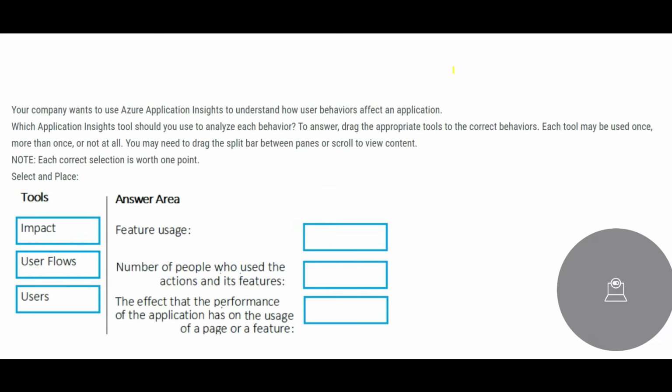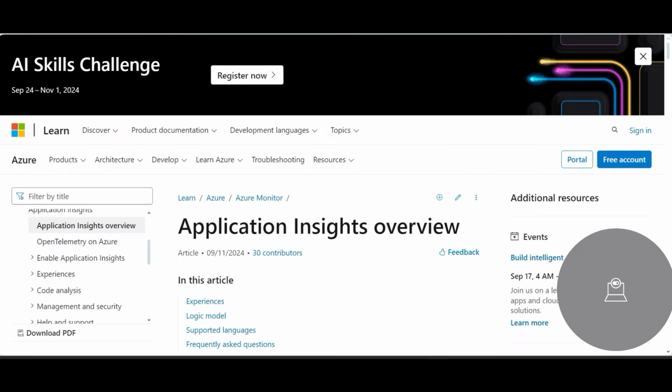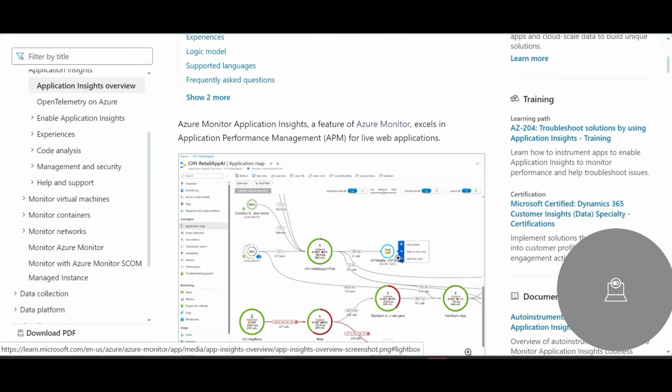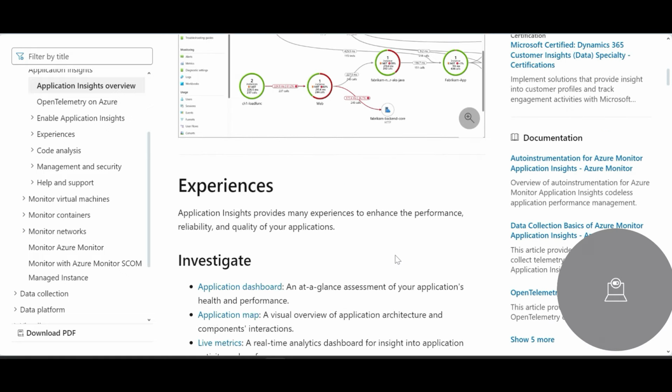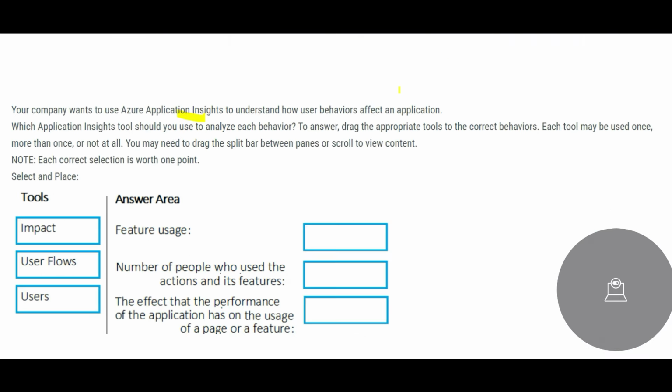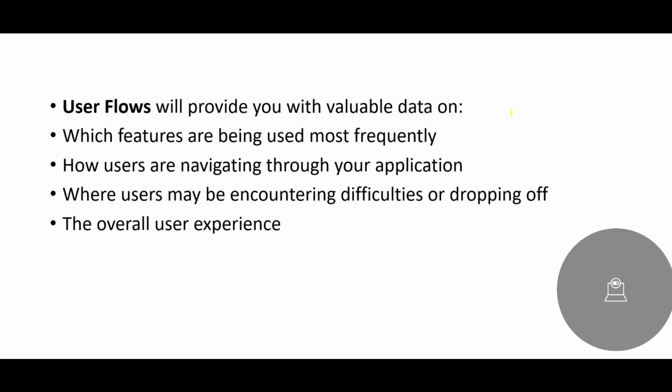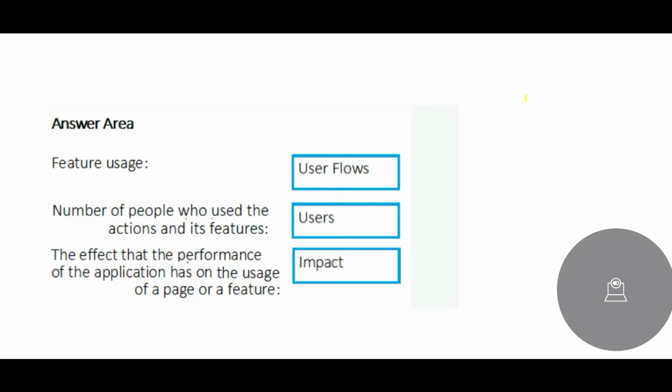Let us quickly look at this question. You want to use Application Insights. Insights is a part of Azure Monitor. It will help you with performance management of your applications, web applications. They're asking which tool, out of this set of tools, of Application Insights I should use for each behavior. For example, you want to understand the feature usage. What should we do? We should use user flows.